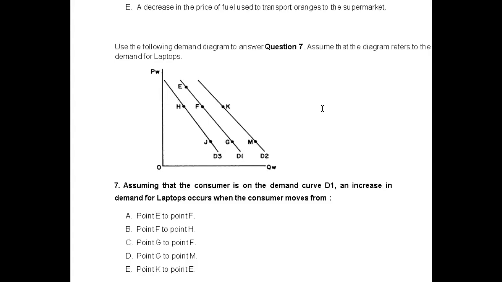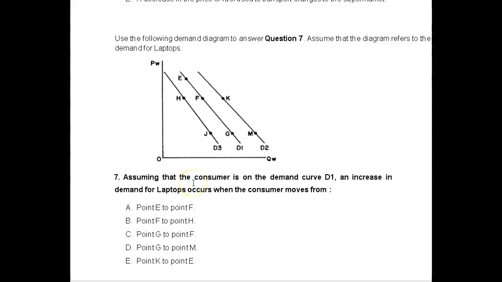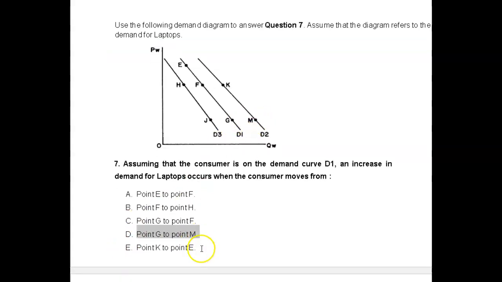Number 7. Assume the consumer demand curve D1. So D1 is the middle. An increase in demand for laptops occurs when the move is from. So it will definitely be from here to here, right? So let's see, from point E to F. No, that's along. So it's wrong. F to H, that is wrong. G to F, that is wrong. G to M, yeah, that's perfect. The last you got K to E. No, G to M is fine. The answer is D.